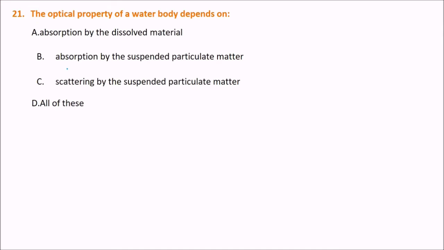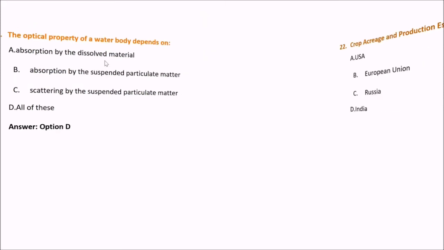Next, the optical property of a water body depends on. These are options for you. Tell me the answer. Can you guess? The optical property of a water body depends on absorption by dissolved material, absorption by suspended or particulate material, and scattering by suspended particulate matter.